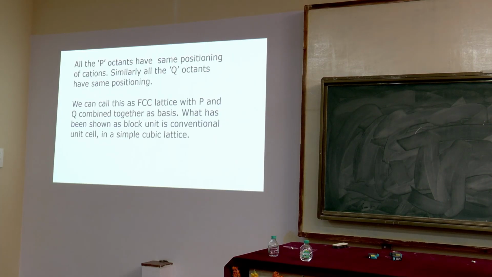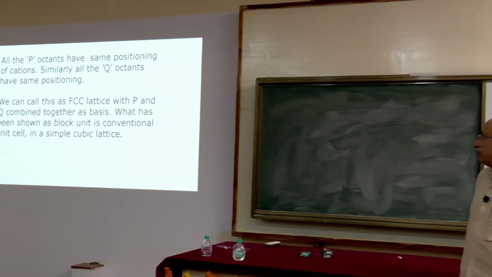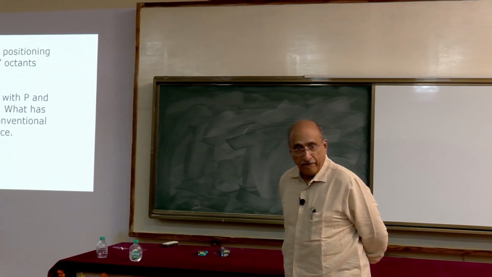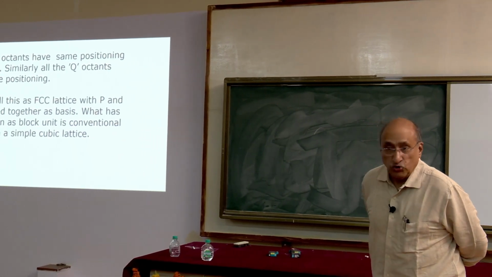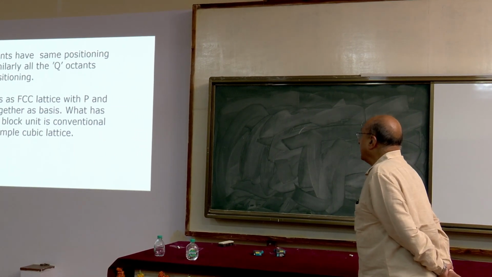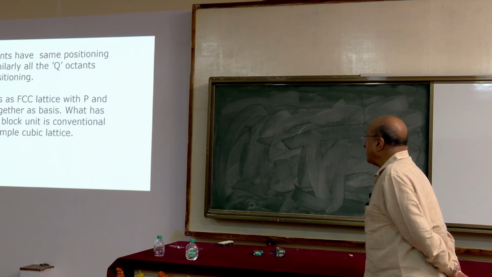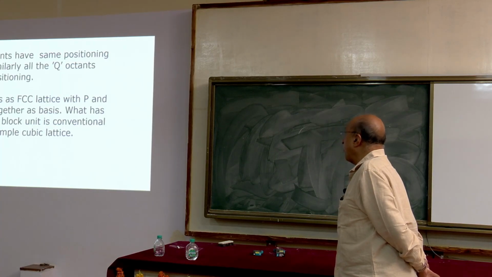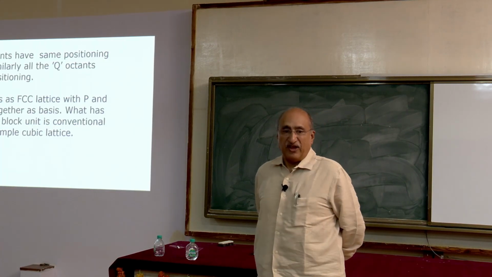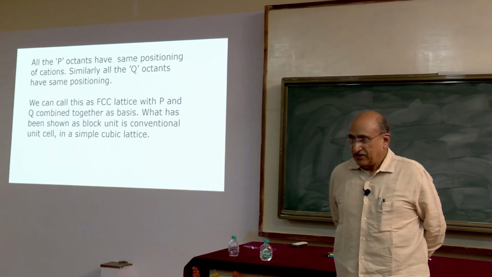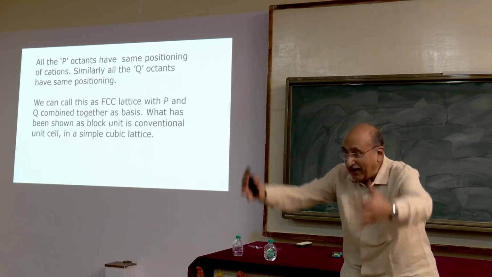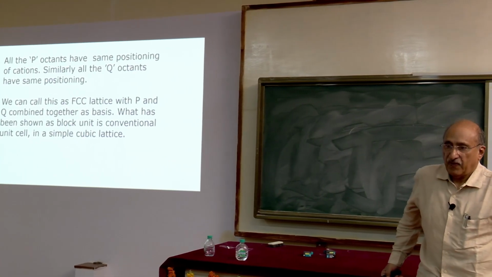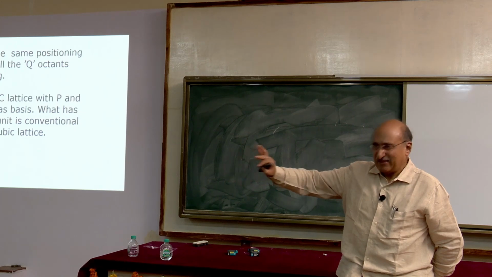All the P octants have the same positioning of cations. Similarly, all the Q octants have the same positioning. However, between P and Q they are not identical. We can call this an FCC lattice with P plus Q combined together as well. What we have shown is a block unit in a conventional cell. I mean, if I take a simple cubic unit cell and treat this as a conventional unit cell, then this entire 8 thing forms the unit cell. Even if you don't understand the last sentence, it's not important.